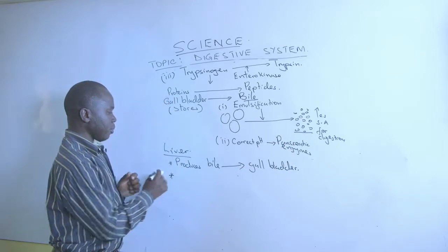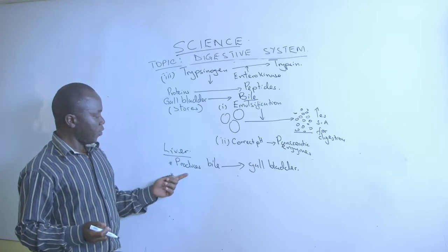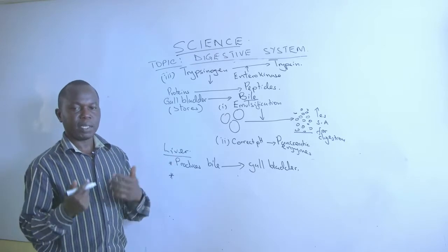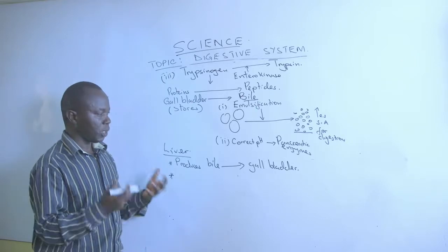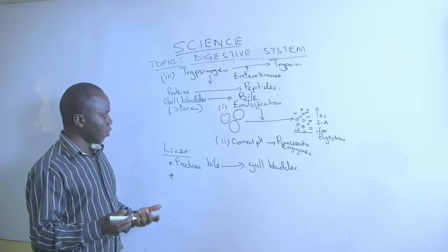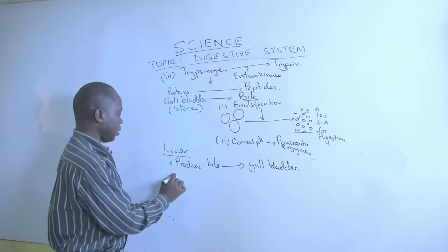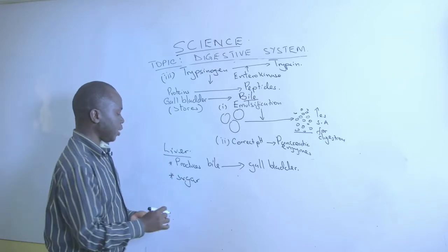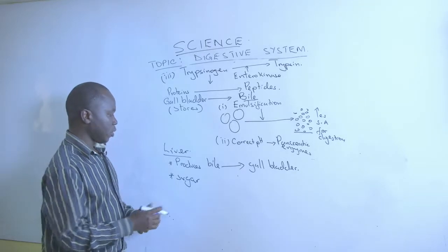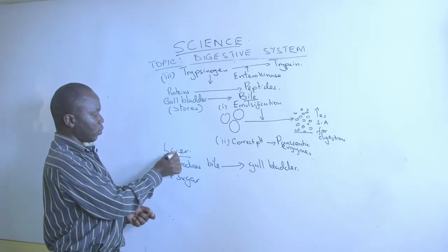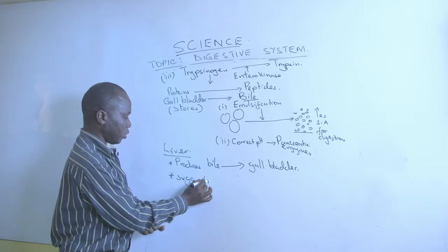And then, apart from that, after digestion, food has been absorbed. For example, sugar. When you take a lot of starch, it will be converted into sugar. Sometimes if there is too much of this sugar in the bloodstream, there will be a problem. So it will go back through the liver for regulation.